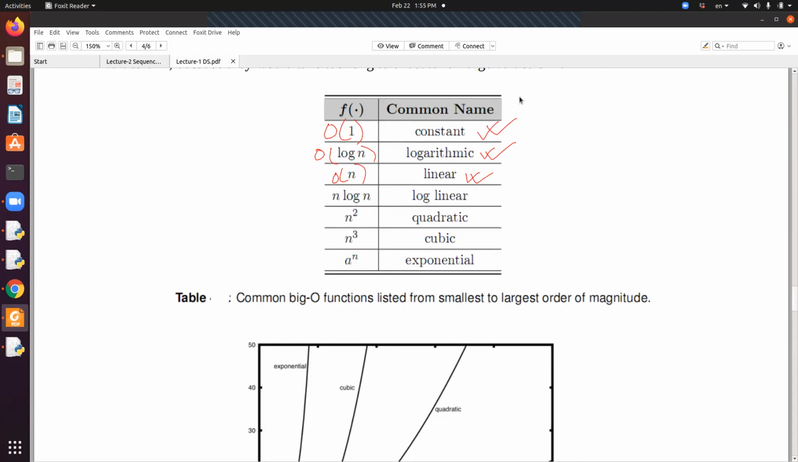Sorry, I have muted. That's a bit, anyway. When did I get muted? Okay, no problem.